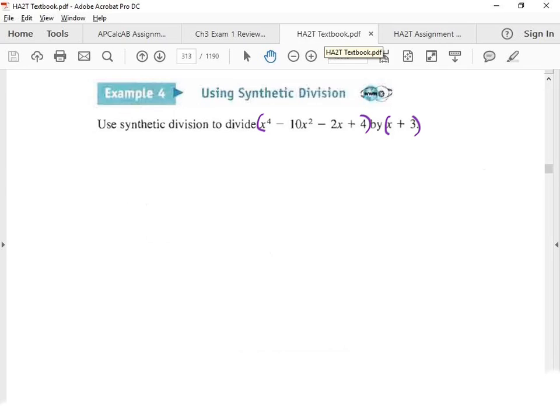Now, the hardest part of reverse tabular is setting it up, so pay attention really closely on setting it up. Once you get how to set it up, the rest of it seems pretty nice. I actually like it better than long division because it organizes my stuff better.